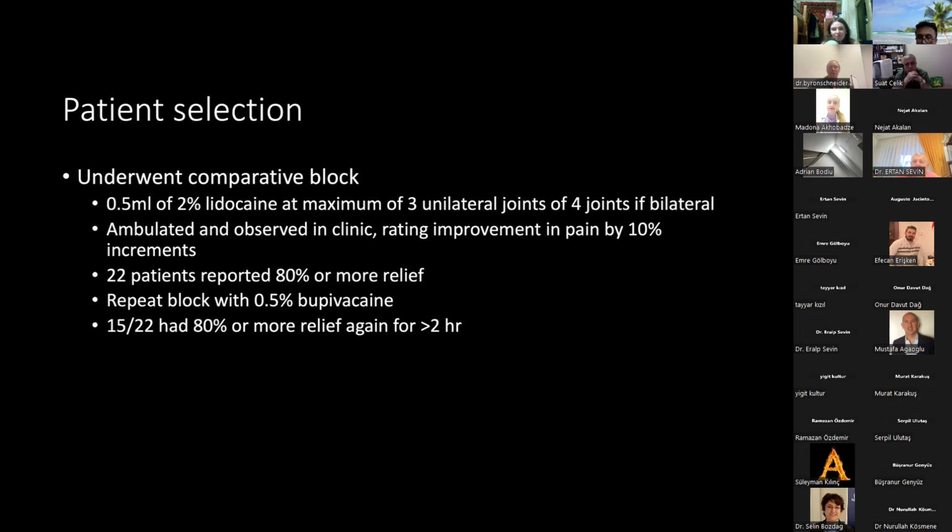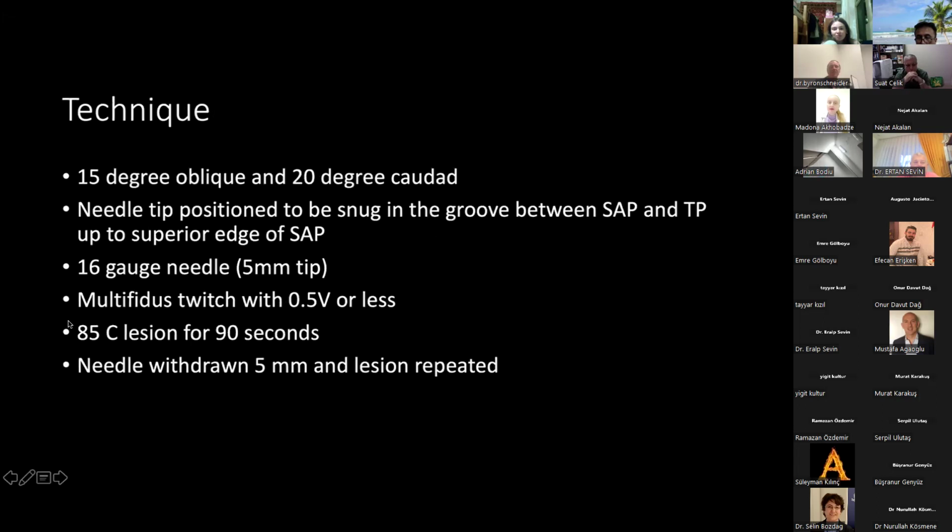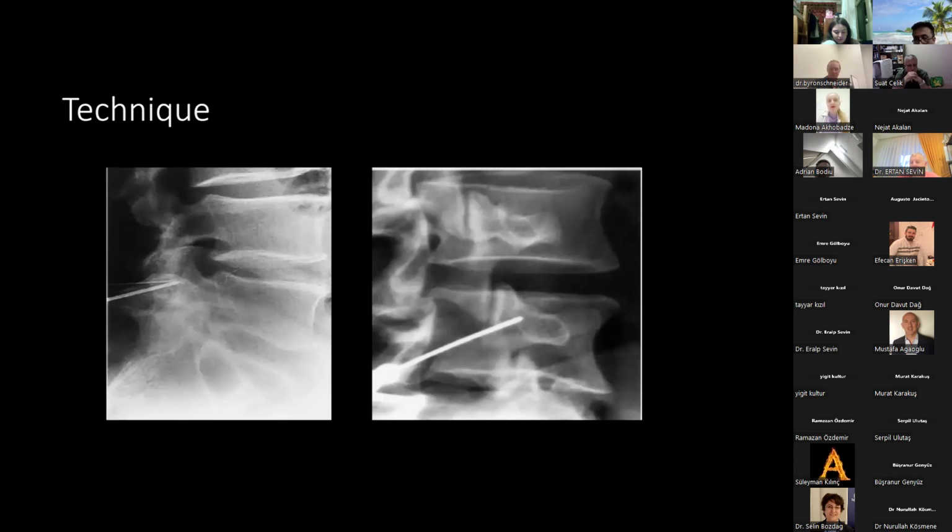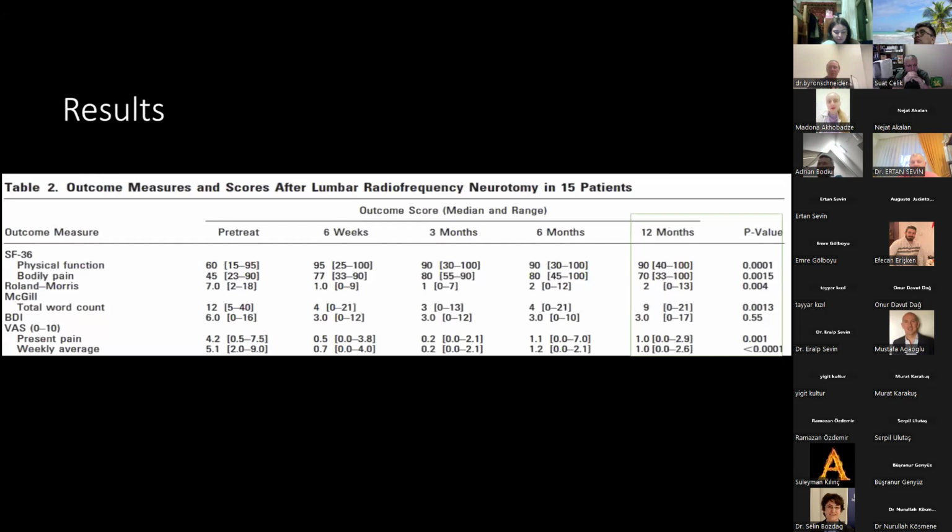And then you did very meticulous radiofrequency on those 15 patients using a parallel approach and a large needle and multiple burns because they had a 5 millimeter needle. This is their procedural images. These are their results, and this is a messy slide, so I'll show it to you in an easier to understand way.